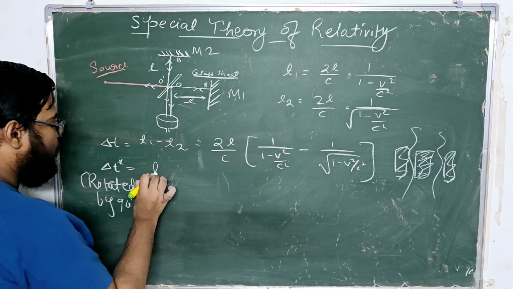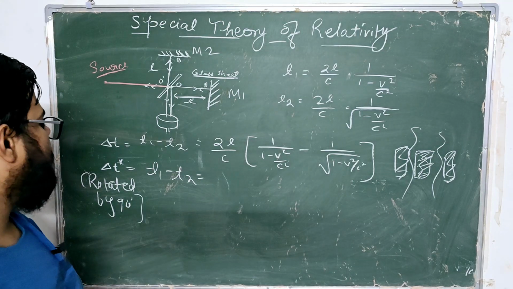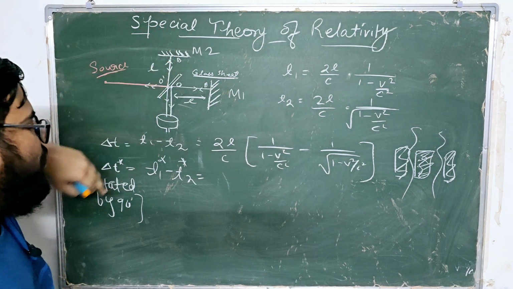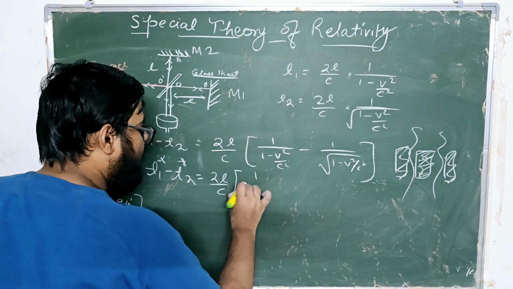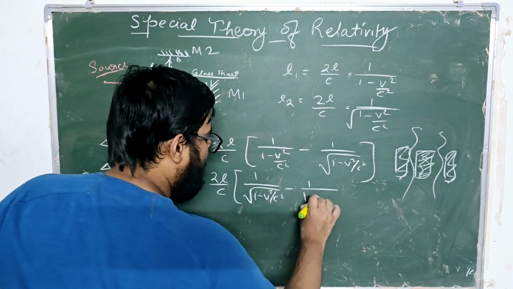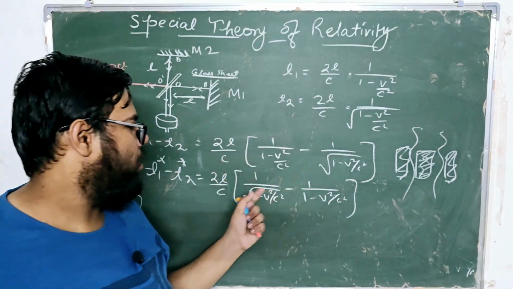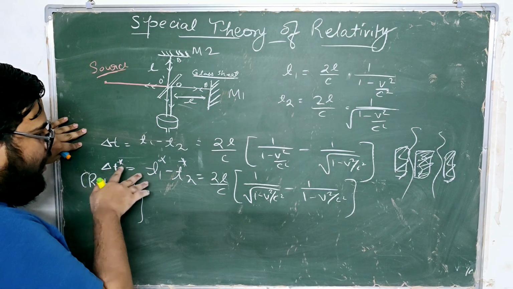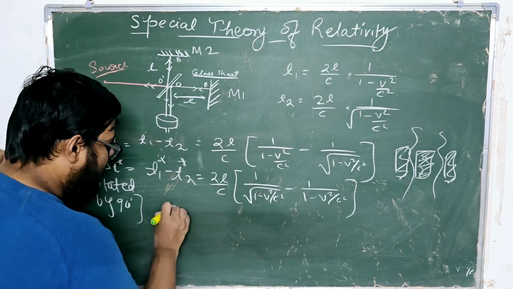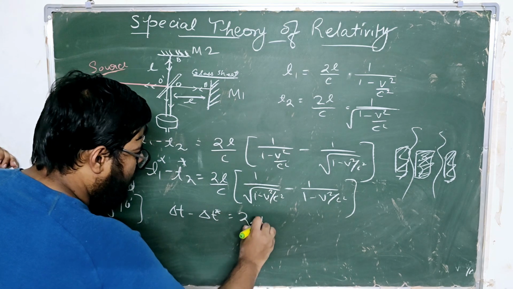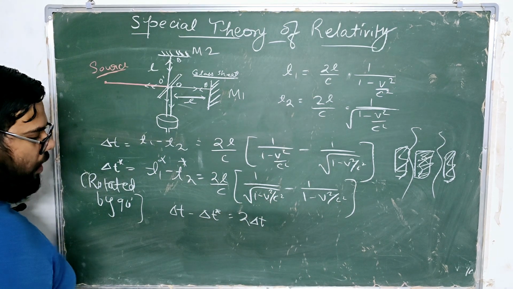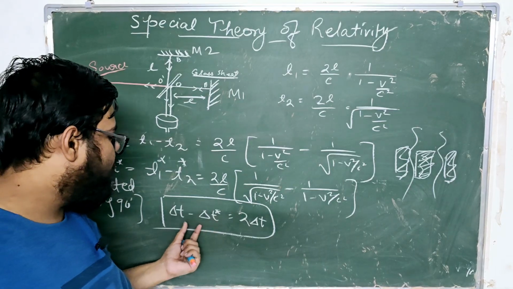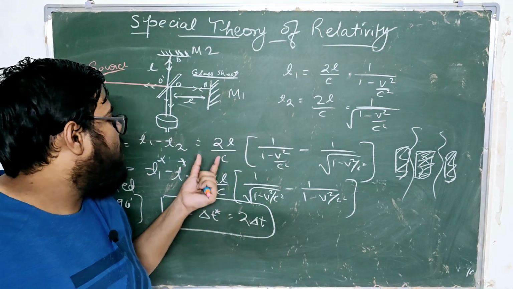When rotated by 90 degrees, it will be T1 minus T2 star. Again the calculation will be the same, but now this M1 is in the perpendicular direction, so it will be 2L by C times 1 by square root of (1 minus V square by C square) minus 1 by (1 minus V square by C square). Now this will be just the negative of this. Due to this change in time difference, delta T minus delta T star, it is actually 2 times delta T, right? You can observe it clearly. Due to this difference of time difference, there should be a change in fringe pattern.